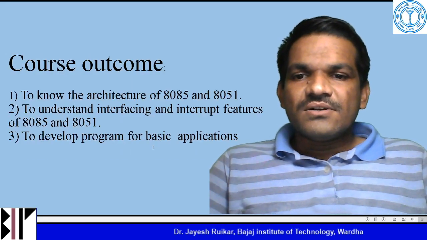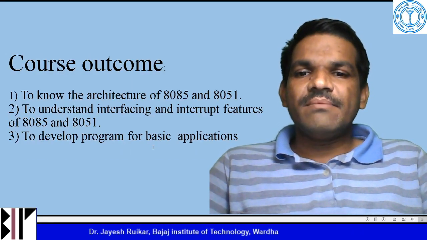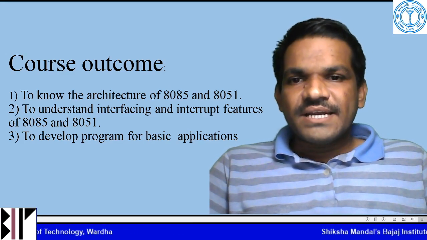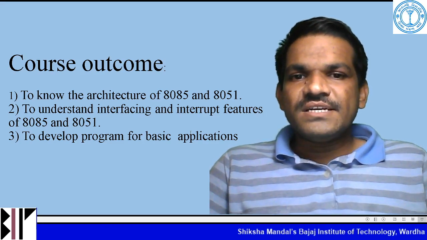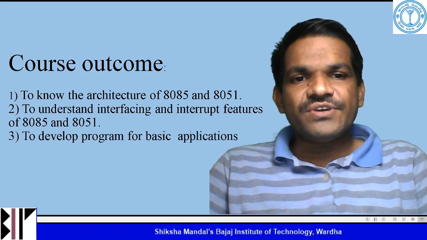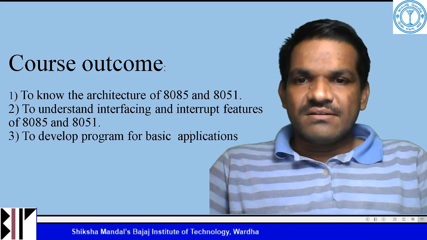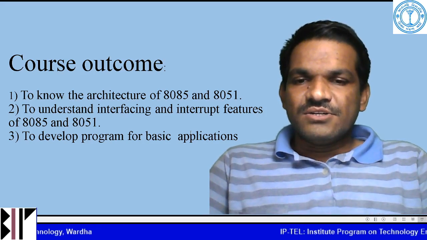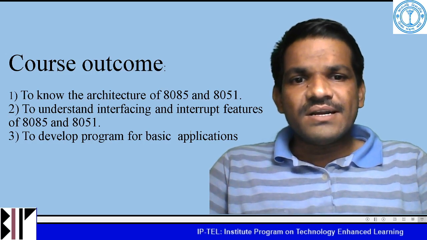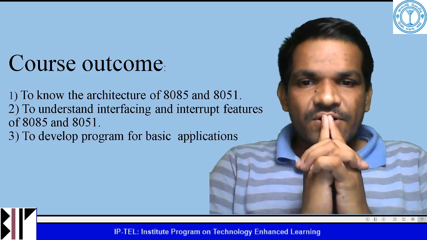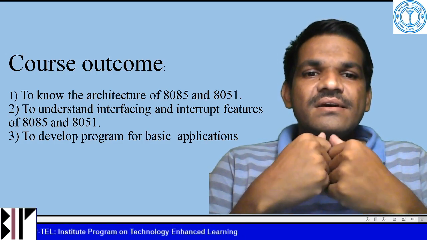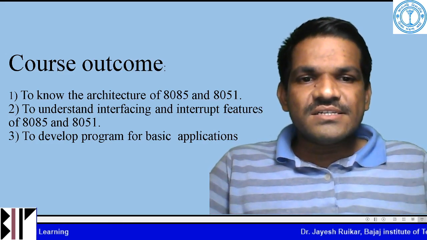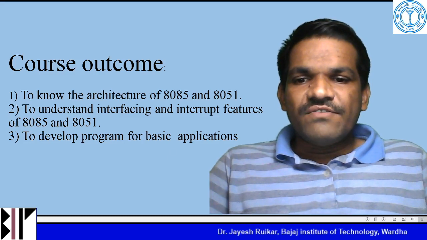So next one is course outcome. After learning this course, you will be able to know the architecture of 8085 and 8051. Second, you will be able to understand the interfacing and interrupt structures, or interrupt features, of 8085 and 8051. And number three, after learning this course, you will be able to develop some basic programs with some basic applications. So basically, what is this course? The course will help you in understanding the operation of microprocessor and microcontroller, its machine language programming, and then the interfacing techniques. The applications of this course are in industries, in the research field, and also in commercial field applications.